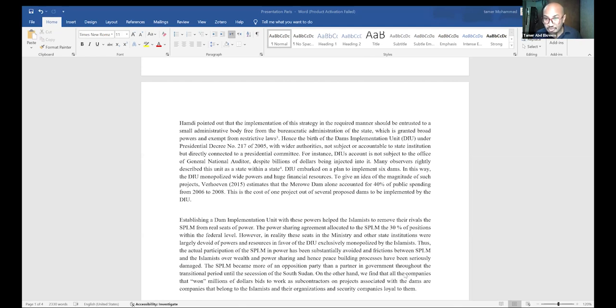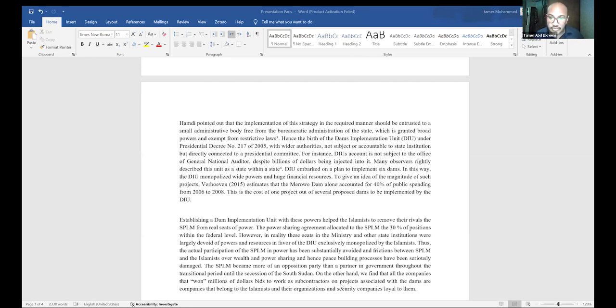To give an idea of the magnitude of such projects, Harry Verhoeven estimates the Merowe Dam alone accounted for 40% of public spending from 2006 to 2008. That tells you how big this is. Just one project. This is the cost of one project out of several proposed dams to be implemented by the Dams Implementation Unit.